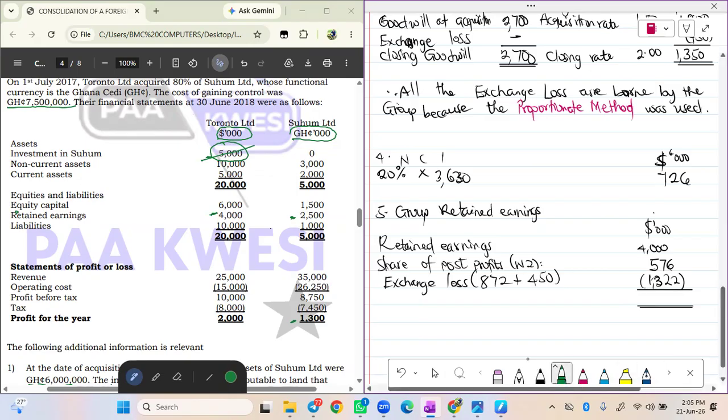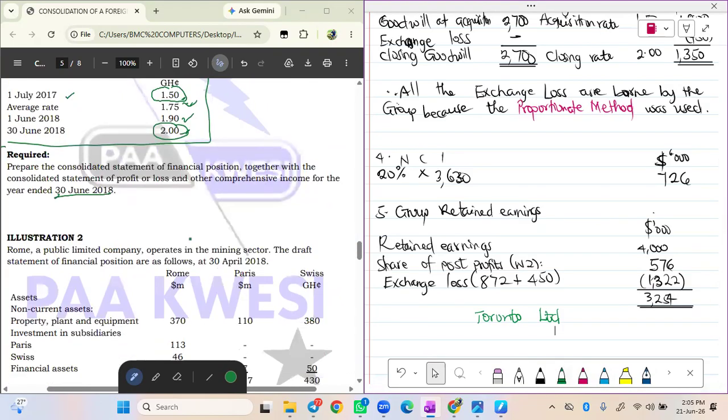So the group is Toronto. 3254. 3254. Confirmed. 54, not 1. So yes, I've corrected it. So we have Toronto Limited. So it said you should prepare. What's the requirement? Was it both P&L? Yes. So both P&L and also, so let's start with the P&L.